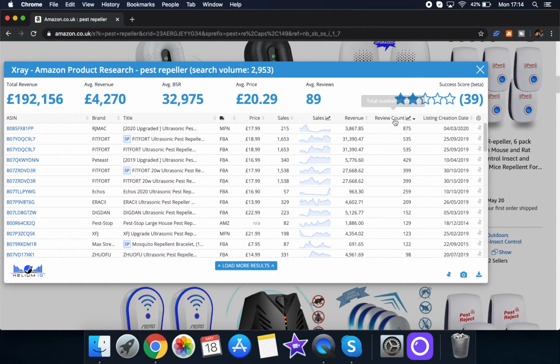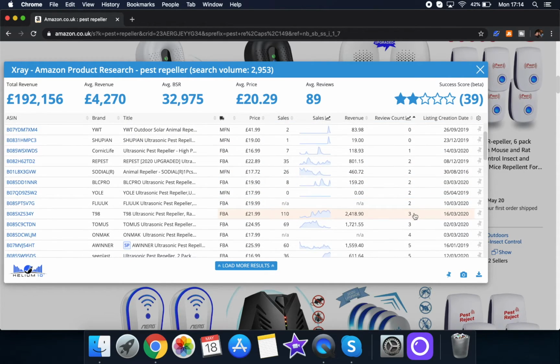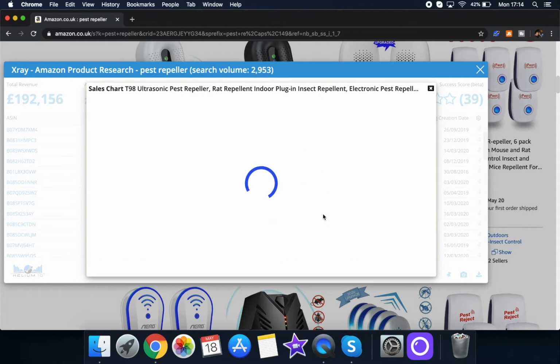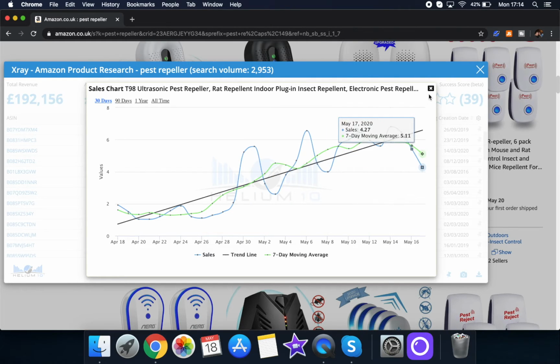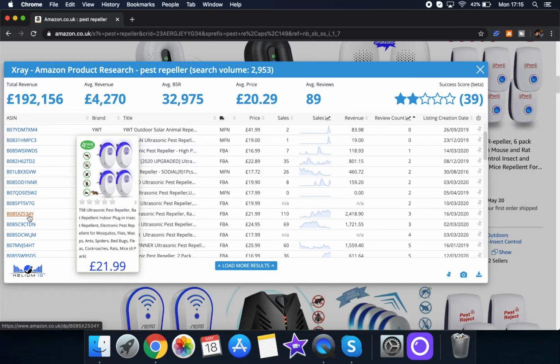However, that being said, if we go the opposite way, we can see that there are products making sales, quite low sales, but making sales nevertheless, at 0 or 1 or 2 reviews as well. Somebody here with 3 reviews has got £2,500 in revenue, and their sales seem to be climbing. So what you could do is have a look at what kind of product they're selling, what's so special about it, look into more detail, and go from there.